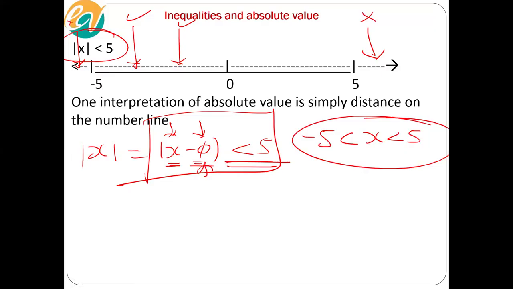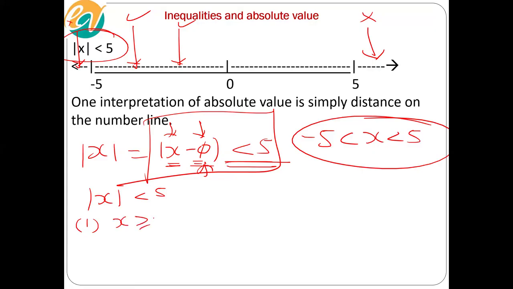All right. So this is what I call a conceptual method. Let's also do it algebraically. Given that the absolute value of x is lesser than 5, we discussed that the inflection point is 0. Since the inflection point is 0, algebraically, we always consider two cases. What are the two cases?